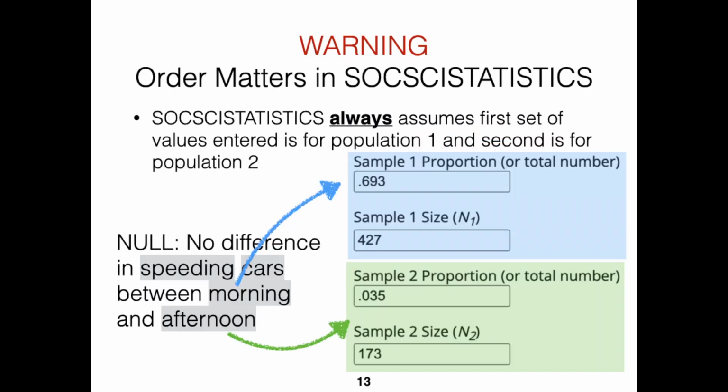So then we do the same thing for the second group. I go back to that table, I get that percentage, and I convert it to a proportion. So here it becomes 0.035, and then I look at the number of people in that second group, the cars that were driving in the afternoon, and I write in that number there, so 173.